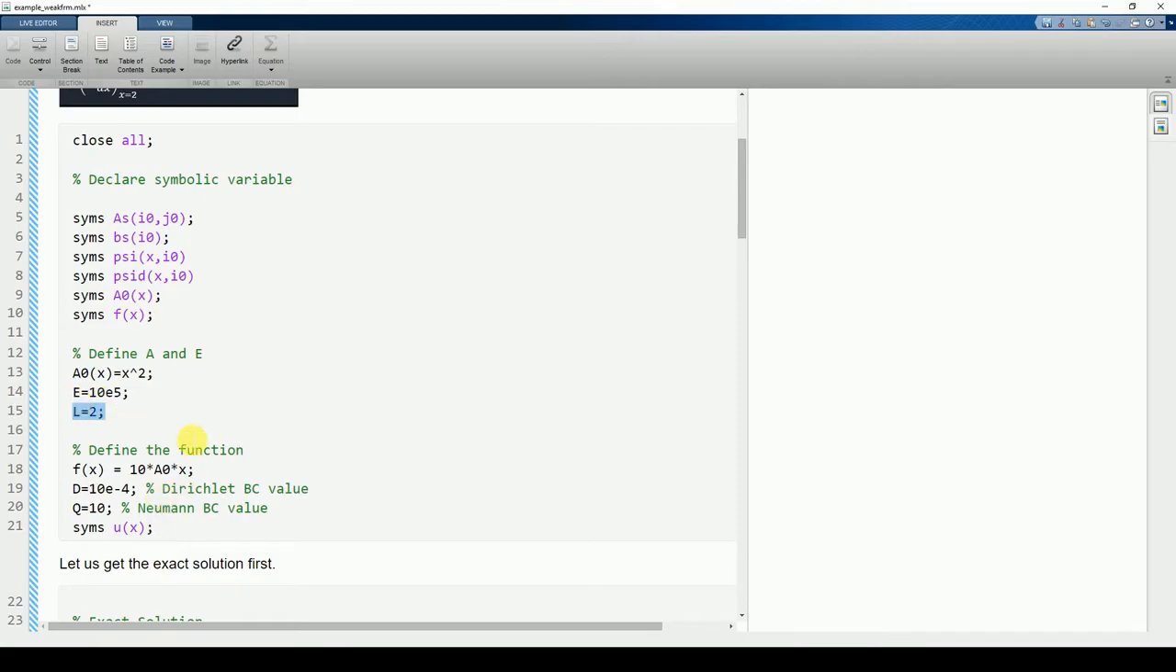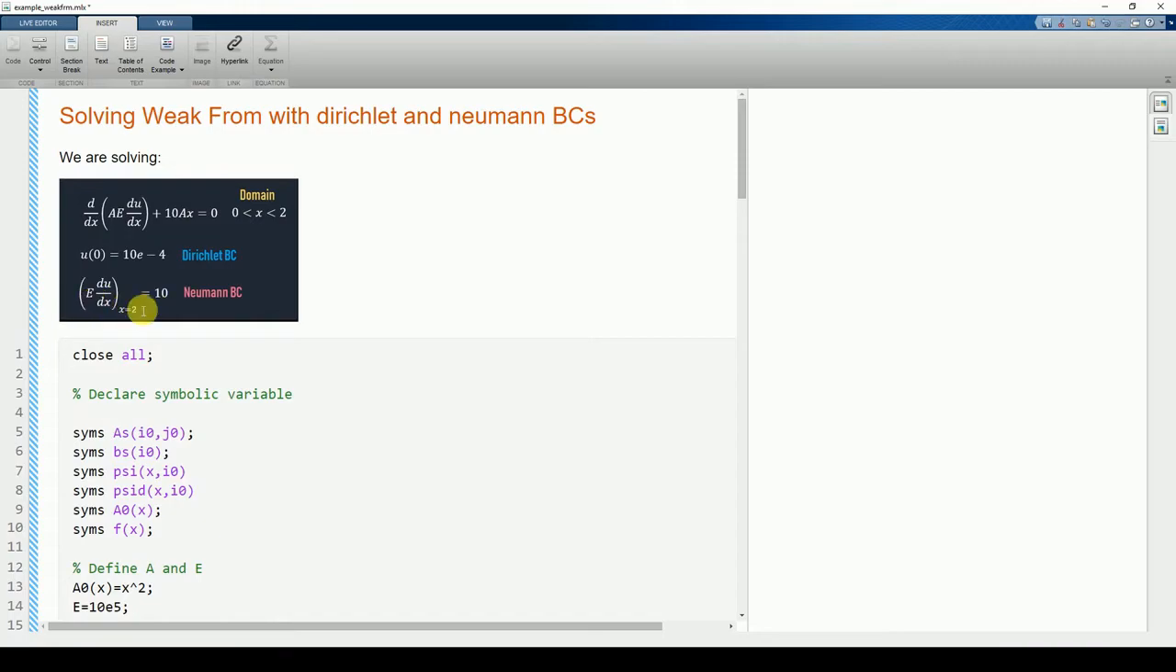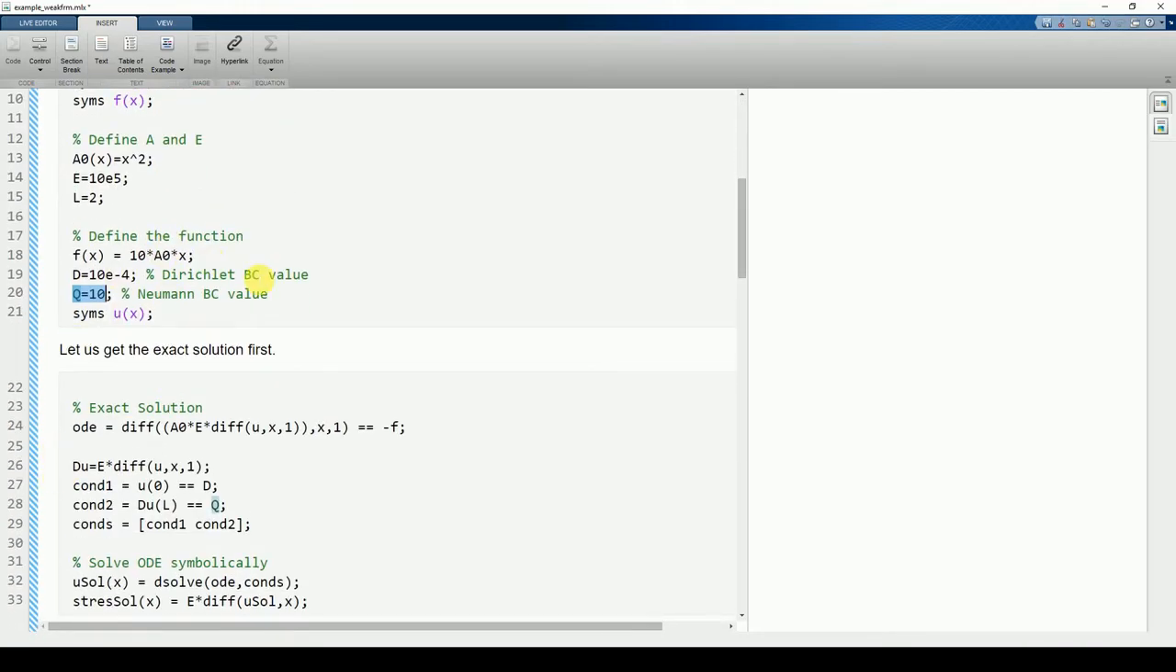Physically, this is nothing but a distributed force, a body force acting in the domain. This force is not acting on the boundary but inside the domain, like gravity or a distributed load throughout the bar. This is the value for the Dirichlet boundary condition, and this is the value for the Neumann boundary condition, which is nothing but EU dash at x equals L. Now we have defined all the things for the ODE.